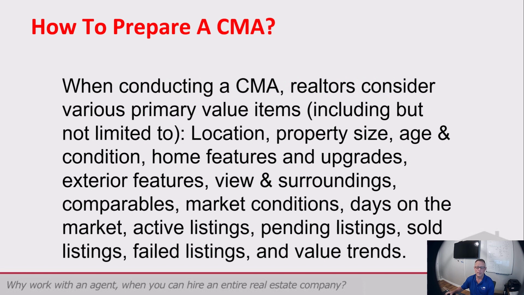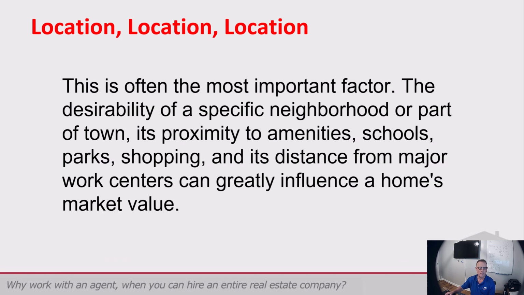When conducting a CMA, realtors consider various primary value items, including, but not limited to, location, size, age, condition, features, upgrades, exterior features, view and surroundings, comparables, market conditions, days on the market, active listings, pending listings, sold listings, failed listings, and value trends. We're going to go through each one of these items. So let's start by talking location, location, location.